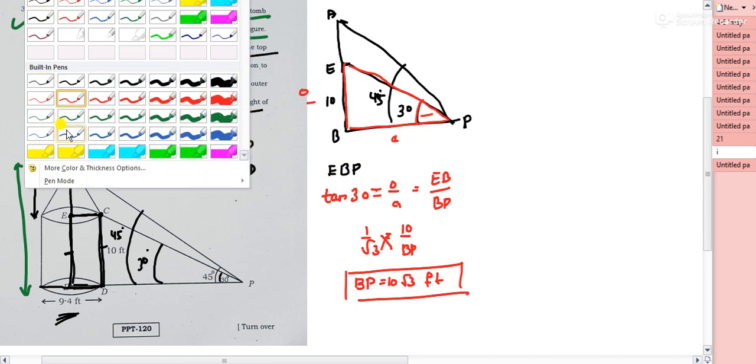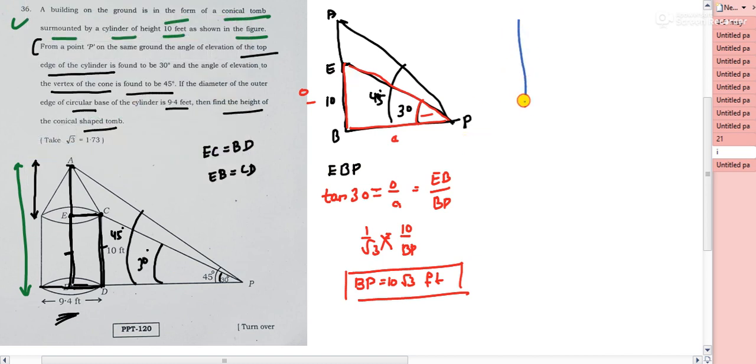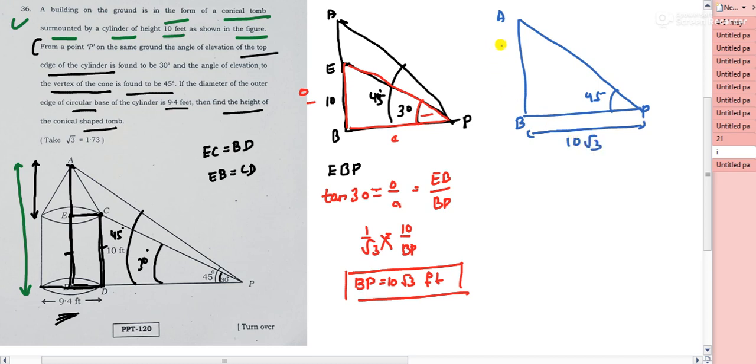Now using the same figure, you need to take the larger, bigger part. This is P. Now the angle is 45. This is A and this is B. We know BP now, correct? BP is 10 root 3. We need to find AB first. So again, this is theta, this is opposite, this is adjacent. Tan 45 is equal to opposite, which is AB, by adjacent, which is 10 root 3. Tan 45 is 1, so 1 equals AB by 10 root 3. On cross multiplication, we get AB also equal to 10 root 3 feet.